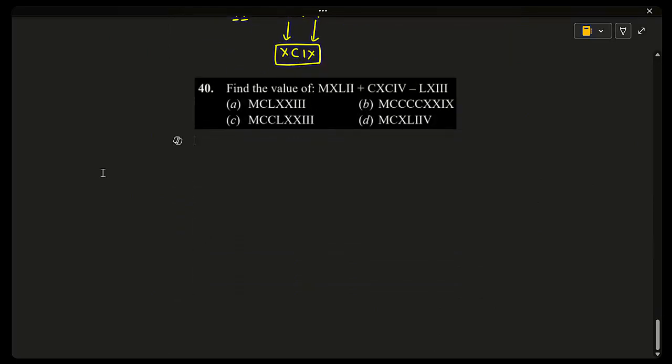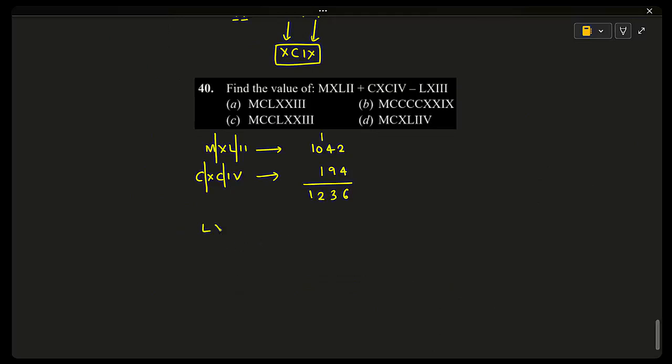Now the 40th question, find the value of this. First let us convert them into numbers, simplify, and then convert back into Roman numerals. Let me write MXLII. What is this number? M means 1000, XL means 42, so it is 1042. And then we want CXCIV. C is 100, XC is 90, IV is 4, so that is 194. We need to add them first, and subtract LXII later. First let us add: 4 plus 2 is 6, and this is 13, 3, 1 carry, this is 1, 2, so 1236.